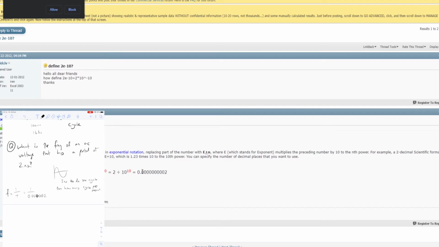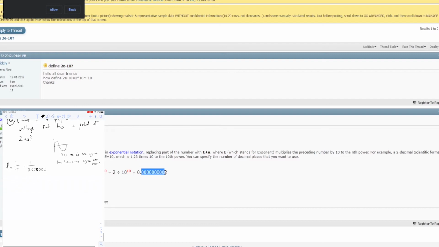I believe it should be 9, right? 1, 2, 3, 4, 5, 6, 7, 8, 9. So 9 zeros and then 2. Okay. So it's equal to 0.000000002. Okay, so once you do that on the calculator, let's just move this smaller.